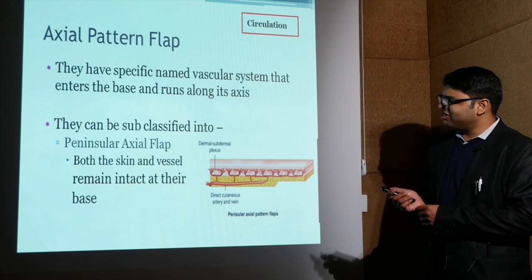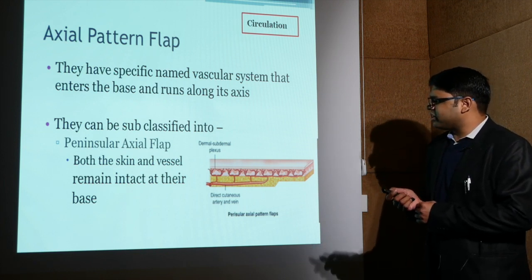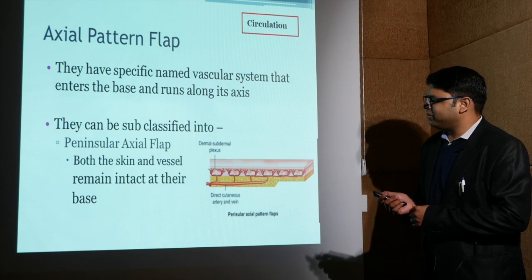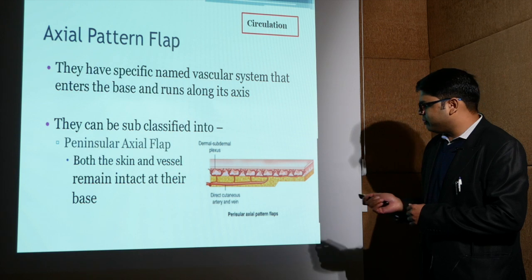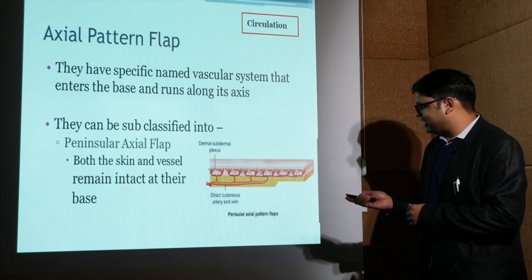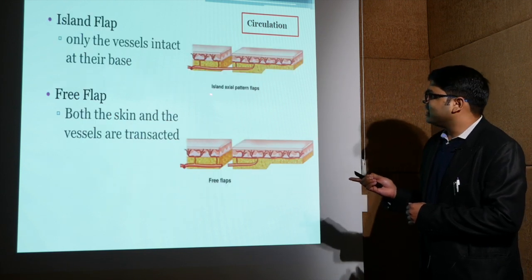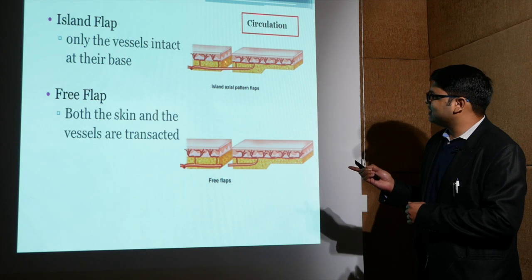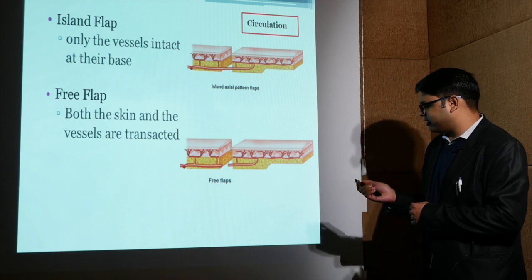Whereas the axial pattern flaps are based on a specific vessel which runs along the axis of the flap. They can be further classified into the peninsular flap, in which the blood vessel and the skin both are attached at the base of the flap. The second is the island flap, in which the skin is divided at the base whereas the vessel is connected. And third is the free flap, where both skin and vessel are divided at the base.